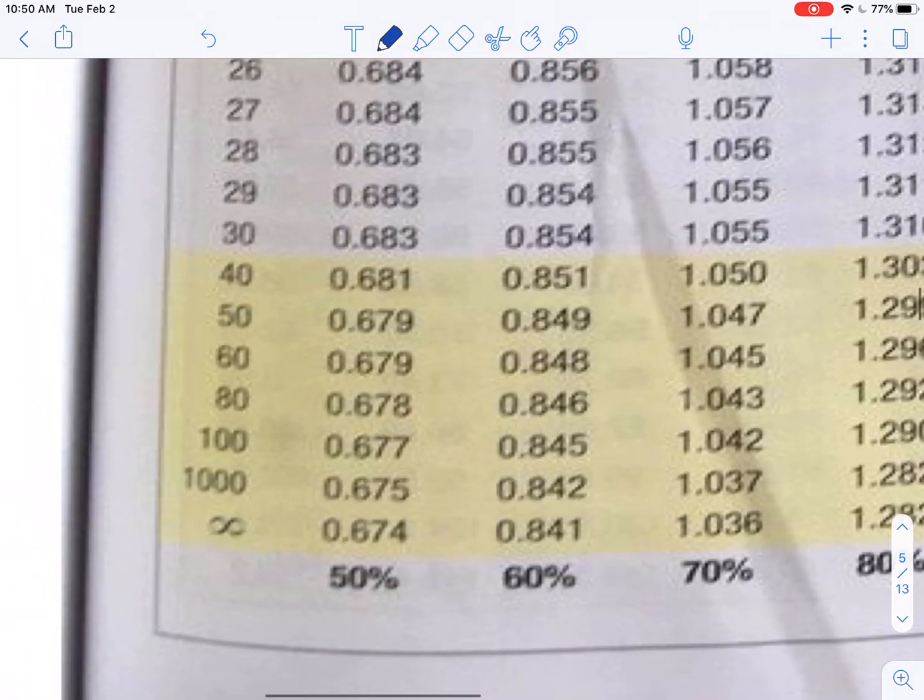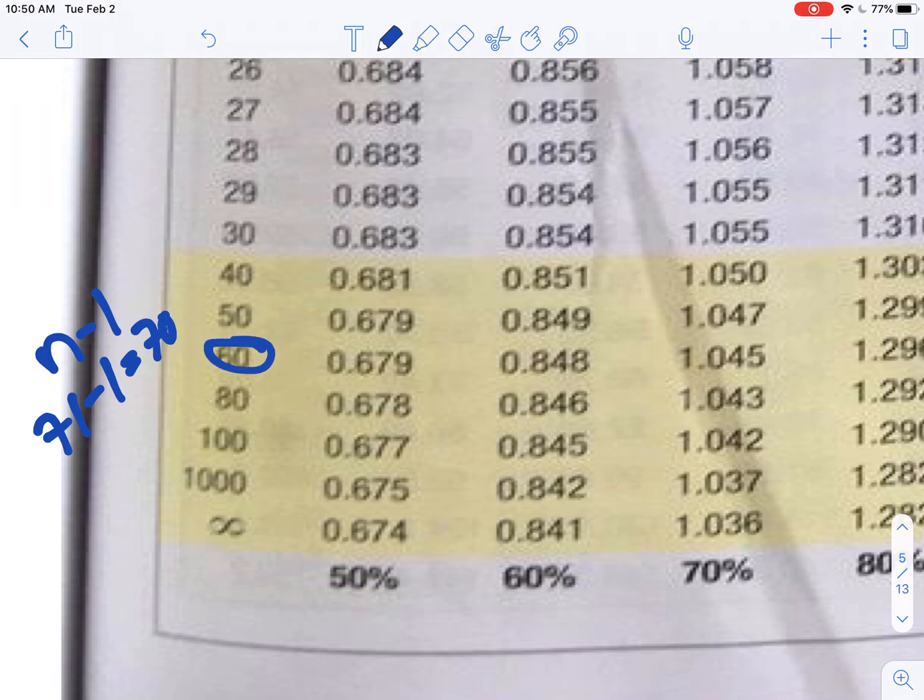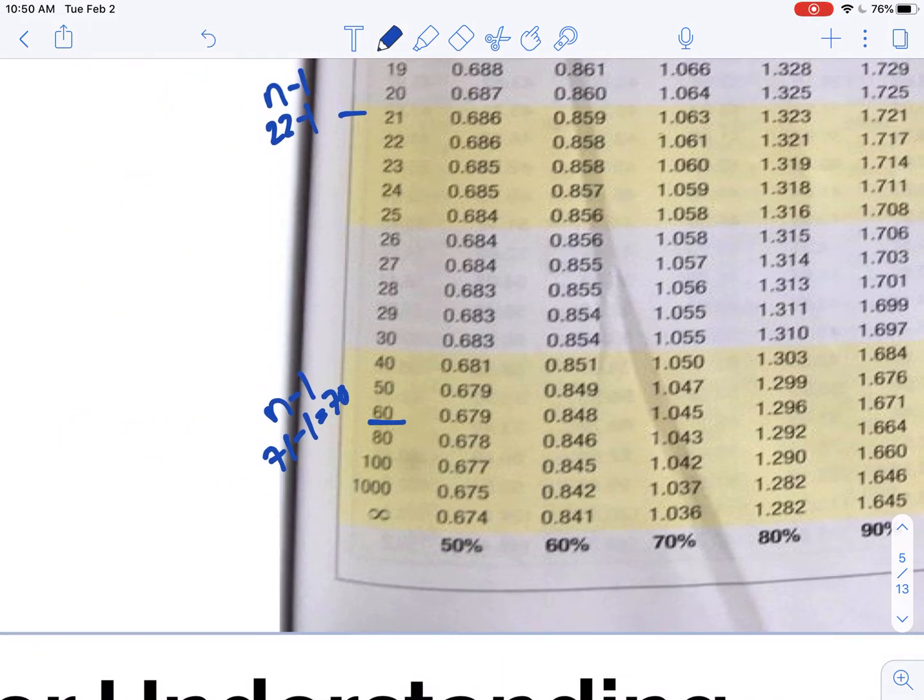So I look here. 71, technically my degrees of freedom, n minus 1. 71 minus 1 is 70. Well, I don't have 70 on here. I go to the next closest lower. I don't jump up to 80. I always move down. So here the closest degrees of freedom I have to 70 is 60. So I'm going to work with 60 degrees of freedom.